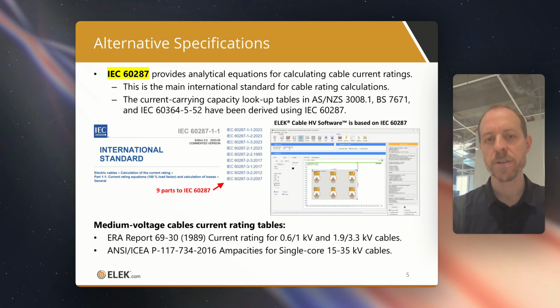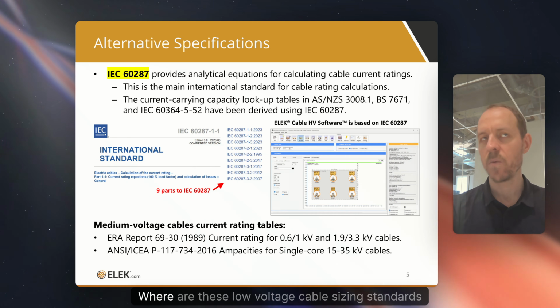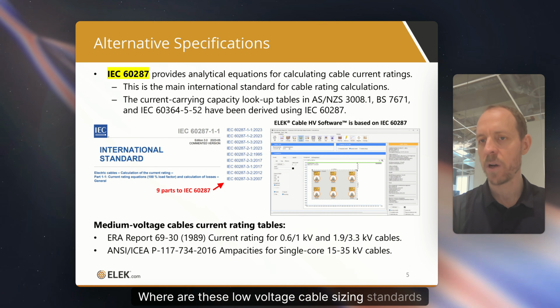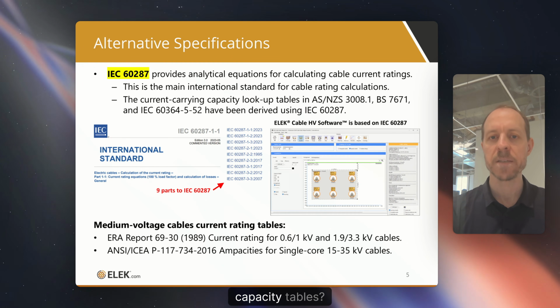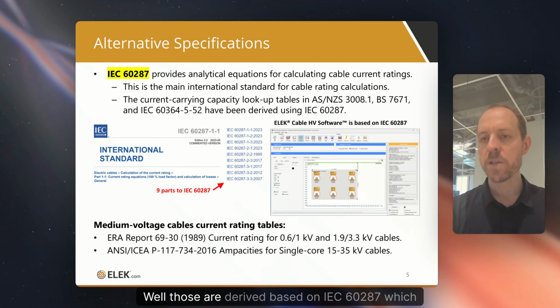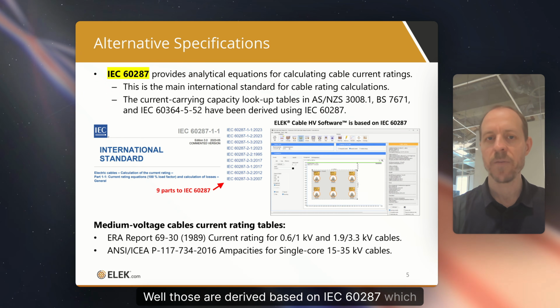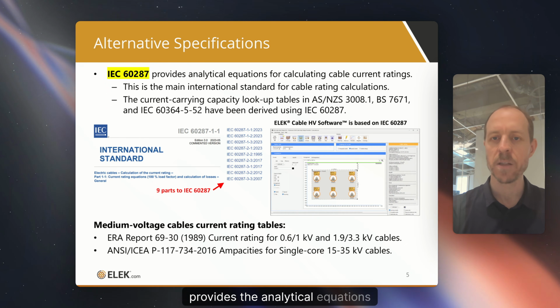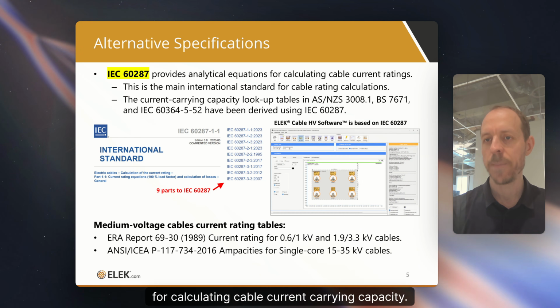It's important to understand the derivation. Where are these low voltage cable sizing standards derived from, particularly the current capacity tables? Well, those are derived based on IEC 60287, which provides the analytical equations for calculating cable current capacity.